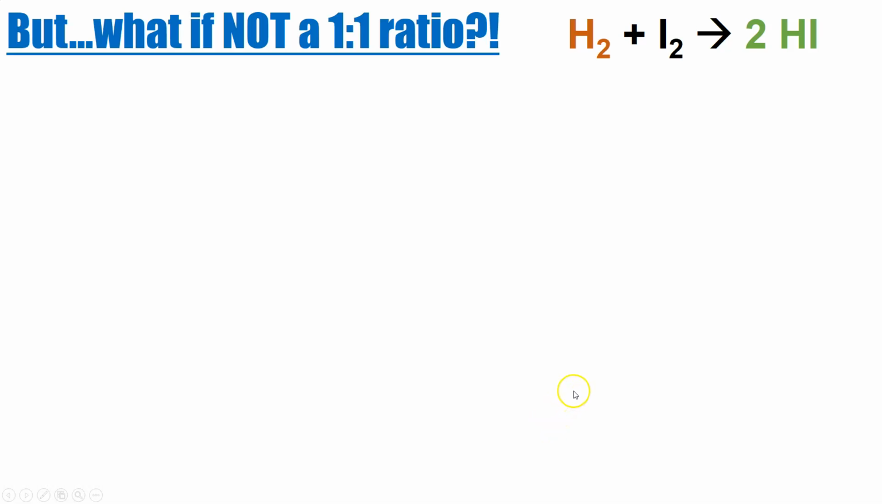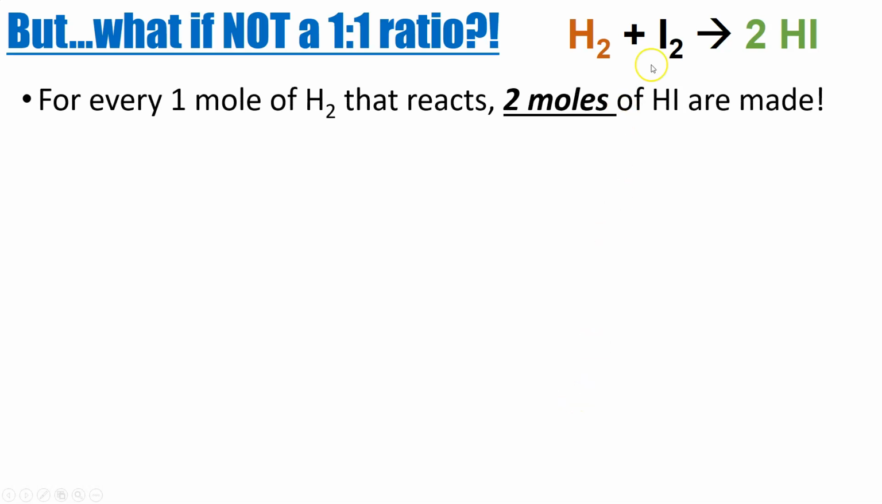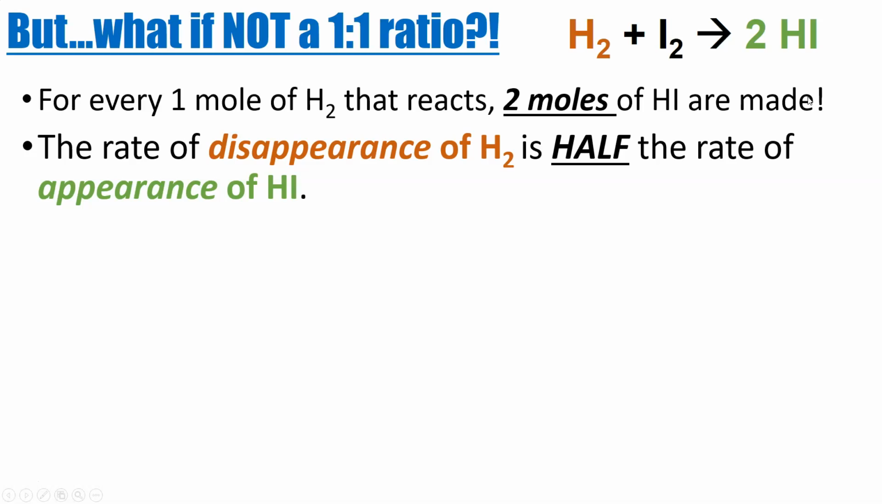Well, if it's not a 1-to-1 ratio, we are going to have to take into account those coefficients. So for every one hydrogen that reacts, I'm going to make 2 of these, aren't I? So I can either say that this rate is double the hydrogen, or I could say that the hydrogen disappears at half the rate of the hydrogen iodide. We always like things to be as small as possible. We don't want to talk about something being double. We're going to talk about the other one being half, okay?